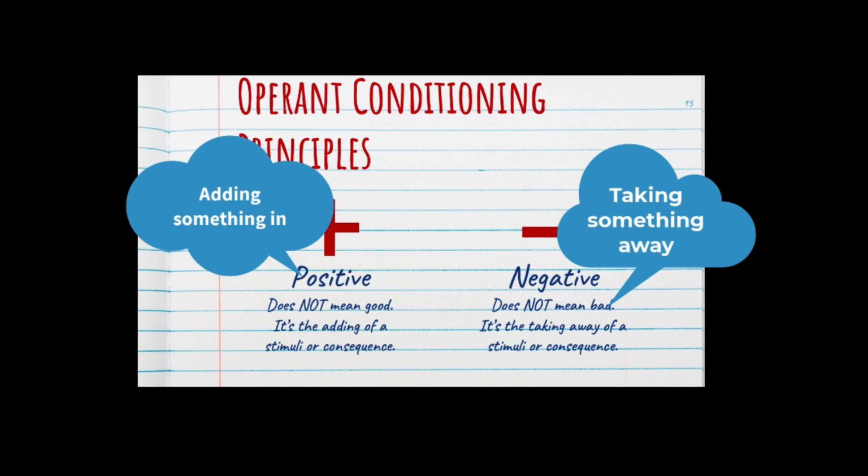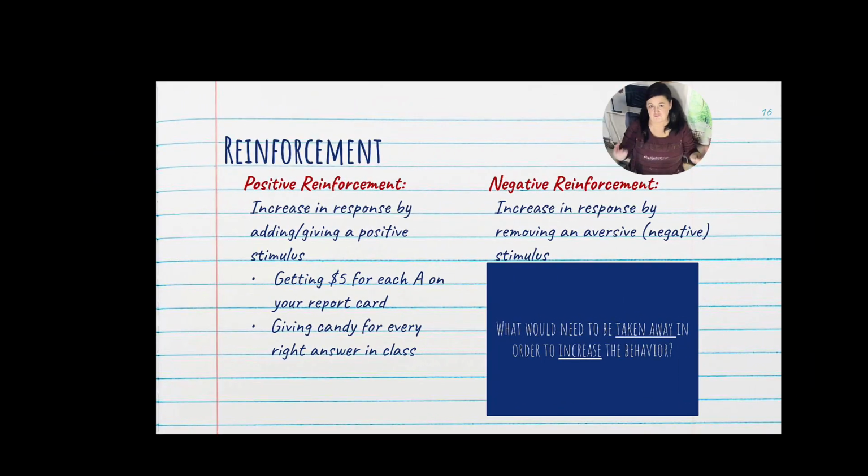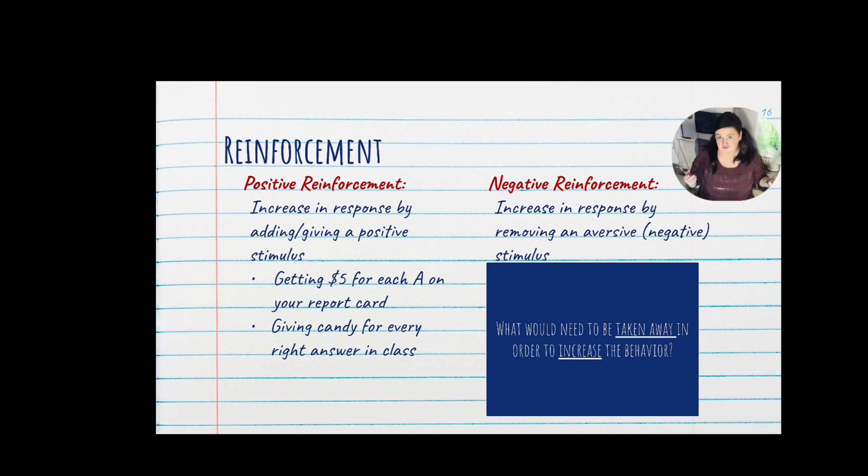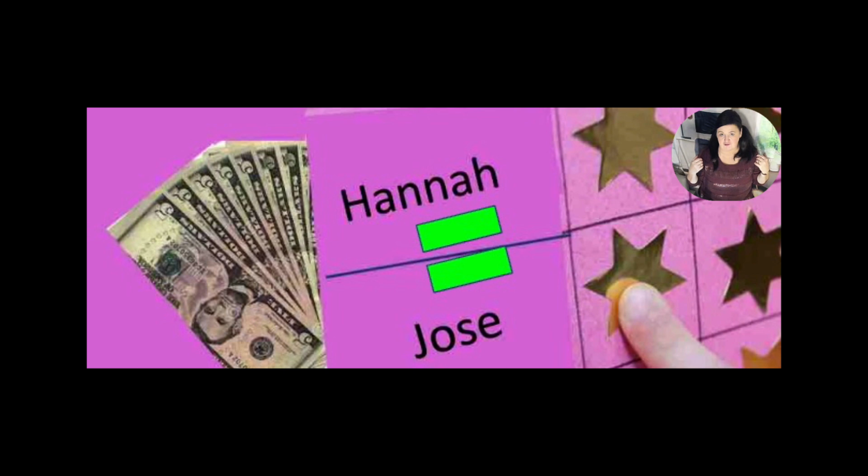Okay, so with that, let's get started. So positive reinforcement is always going to increase a behavior, and it increases the behavior by adding something into the scenario. In this case, it's something good. Okay, so what would we add in order to get a desired behavior?